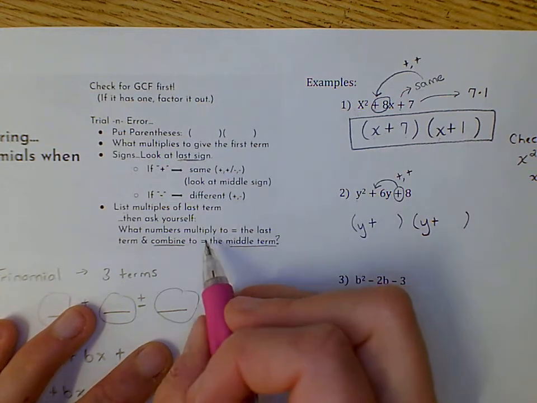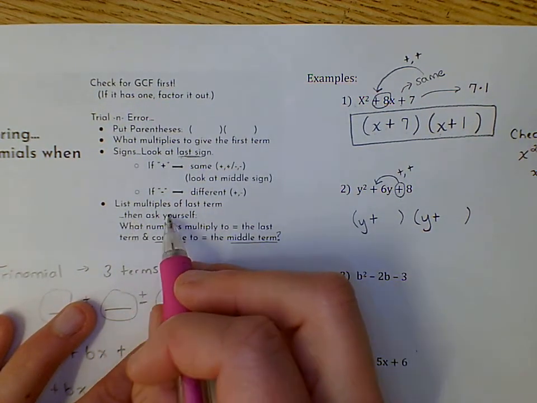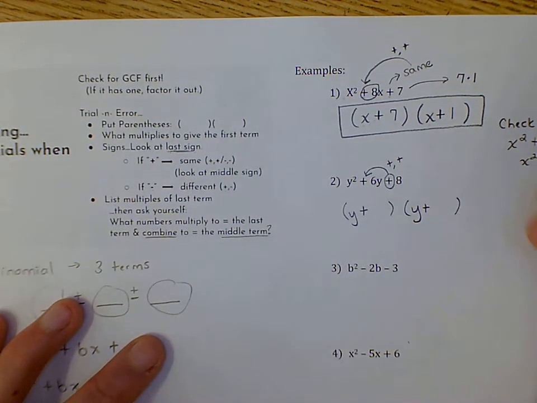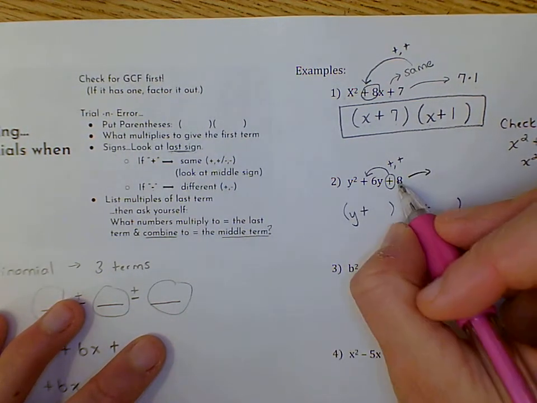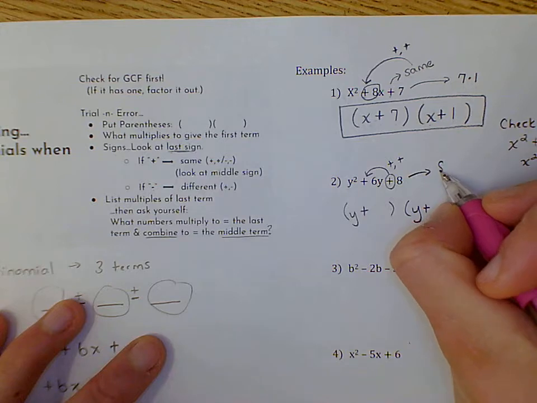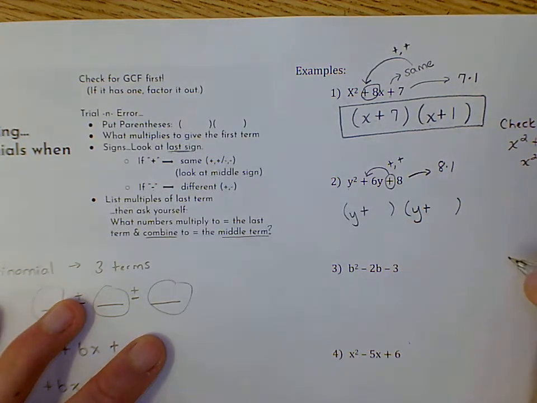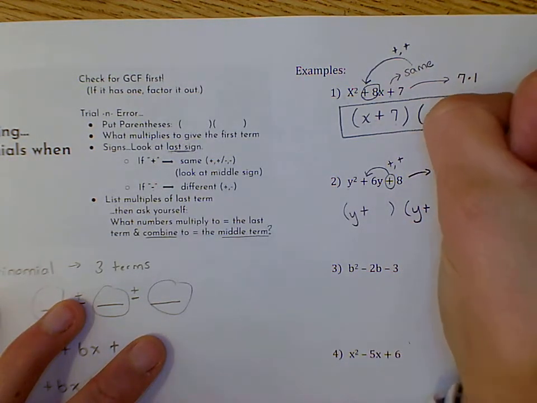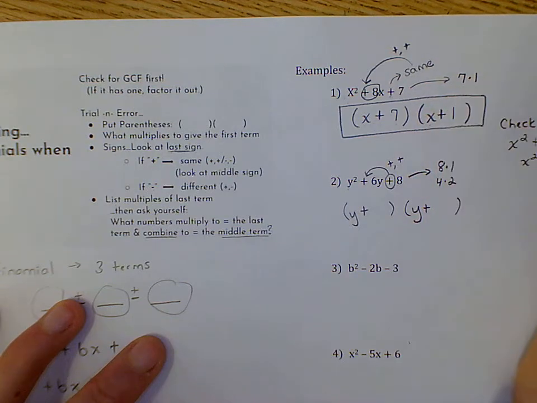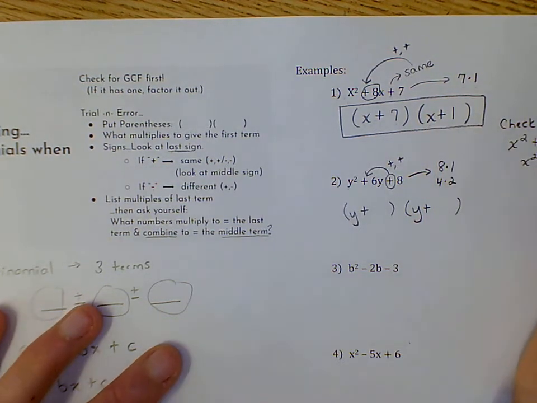Then this is the part where the reasoning starts. So we list the multiples of the last term. So to the side, I'm going to look at my last term here, and I'm going to write down what multiplies to give me that. So 8 times 1 will give me 8. 4 times 2. And then I think that's about it.